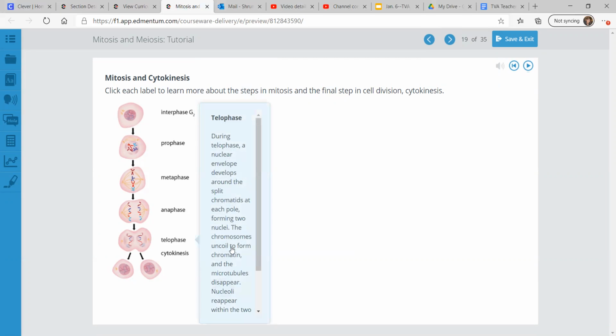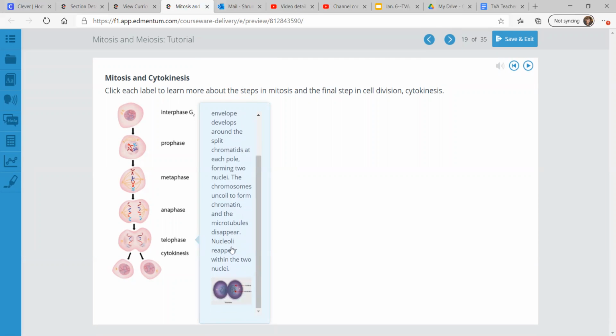Then you have telophase. And this is when a nuclear envelope develops around the split chromatids at each pole, and that forms two nuclei. The chromosomes uncoil to form chromatin, and the microtubules disappear. Nucleoli reappear within the two nuclei.